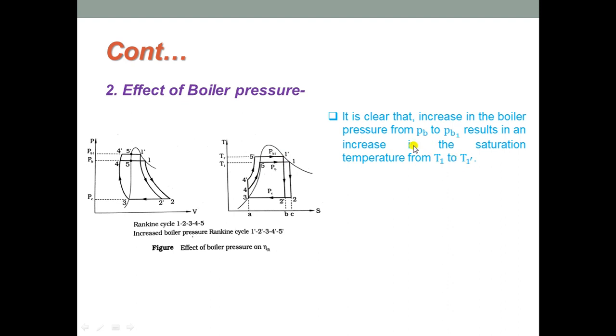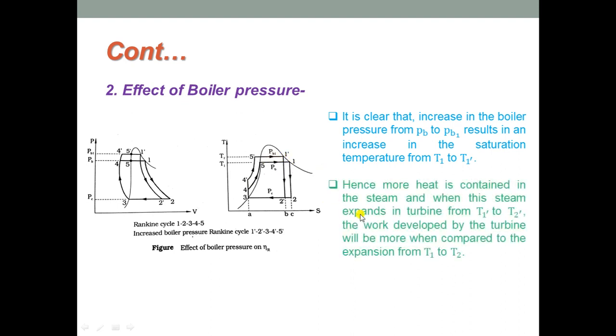So, what is happening here? It results in an increase in saturation temperature from T1 to T1 dash. So, saturation temperature increases, hence more heat is contained in the steam, and when this steam expands in the turbine from T1 dash to T2, expansion takes place normally from point 1 to 2 in a turbine. So, if more heat is contained, more work is available through the turbine, because expansion is more. Hence, we can conclude that efficiency of the cycle increases as the boiler pressure is increased.